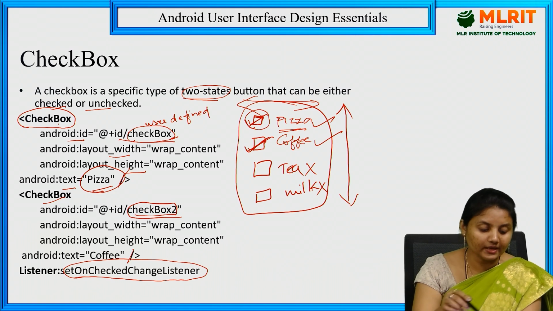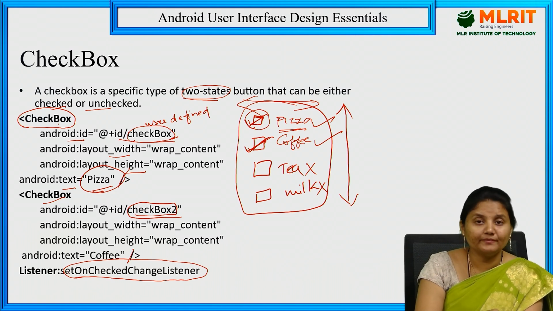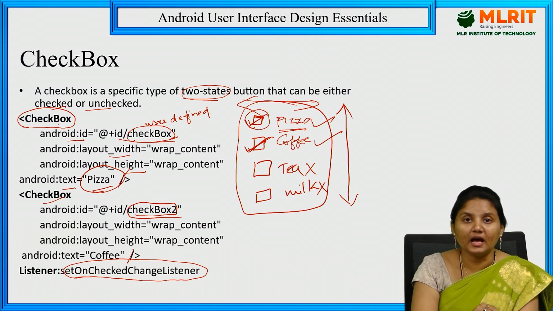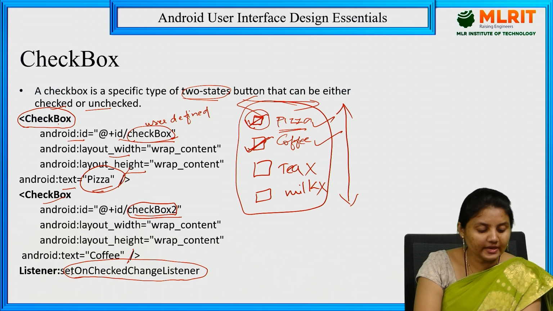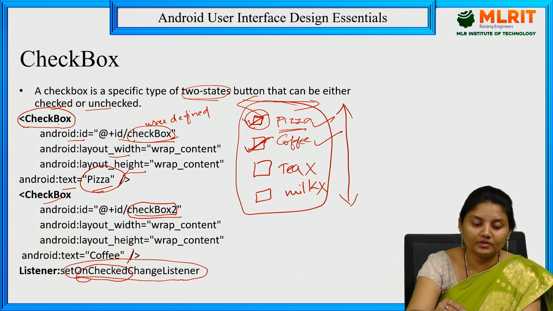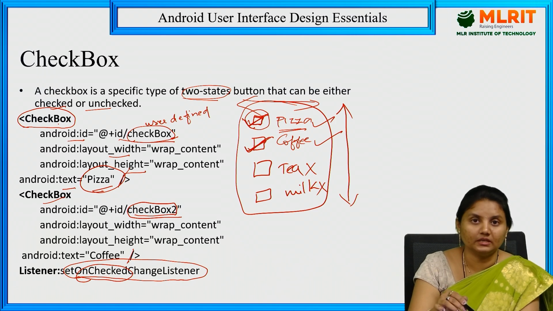So for that, what we have to do is use a listener. Event handling should be done. So setOnCheckedChangeListener. OnChecked means whatever checkboxes you have checked, that is the onCheckedChangeListener.